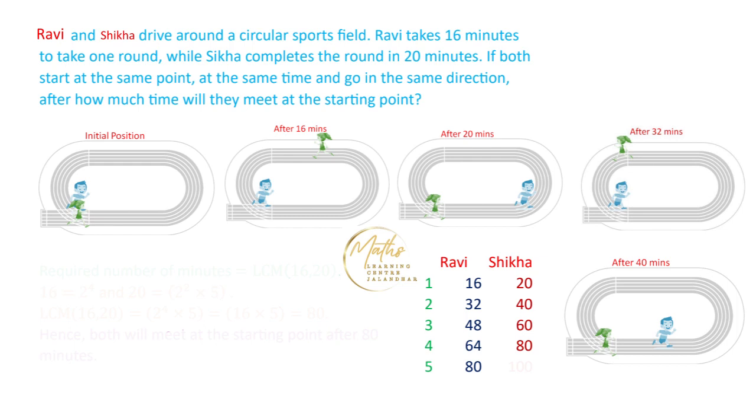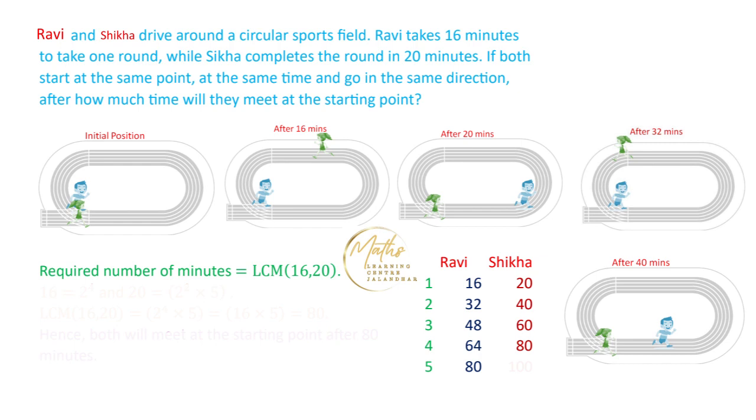And the minimum or the lowest of these common multiples gives us the required condition: after how much time they will meet for the first time. So in this question, the required number of minutes is given by the LCM of 16 and 20. In place of manually calculating these values, we can directly calculate the LCM of 16 and 20.